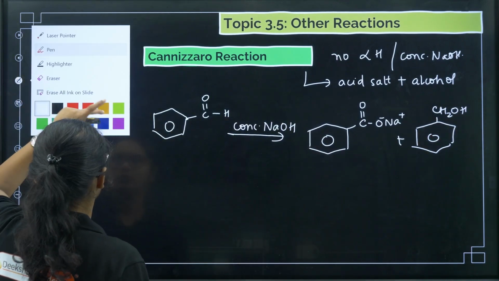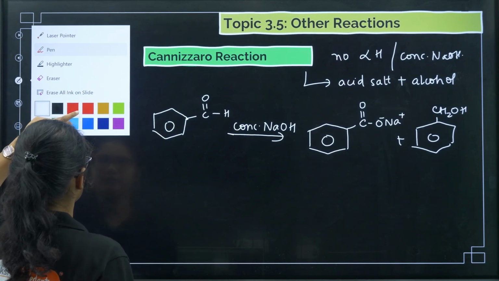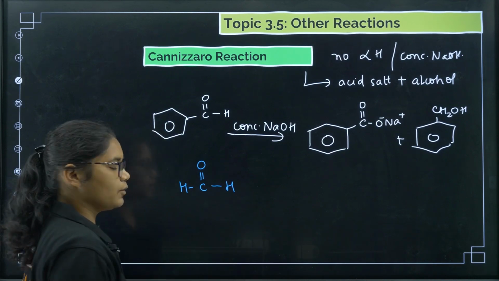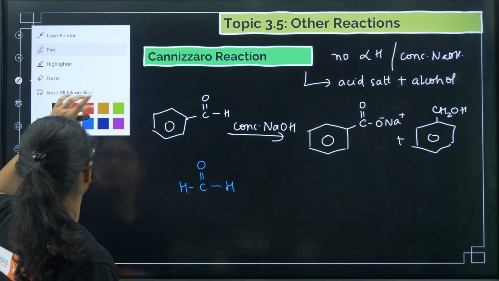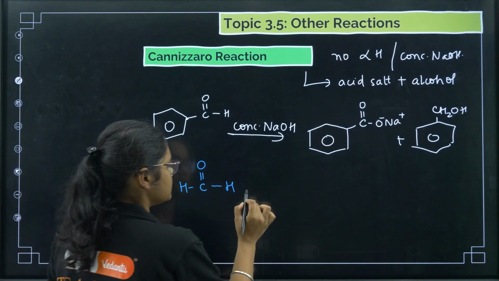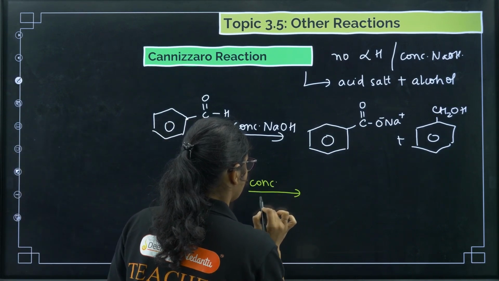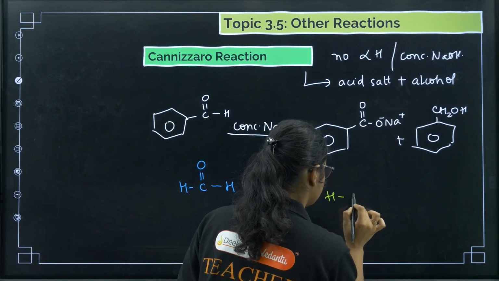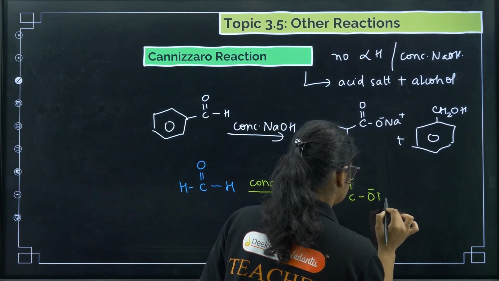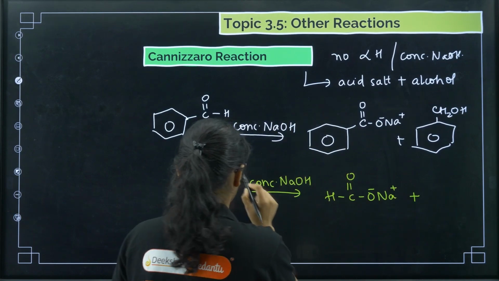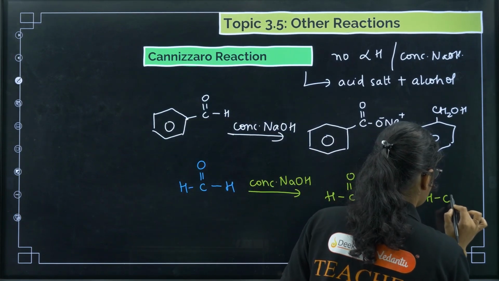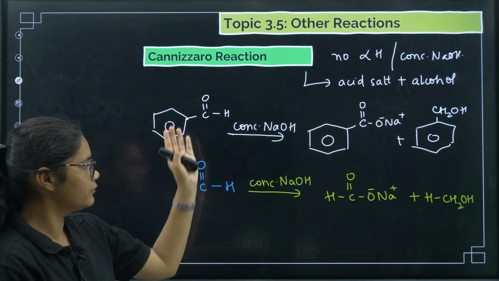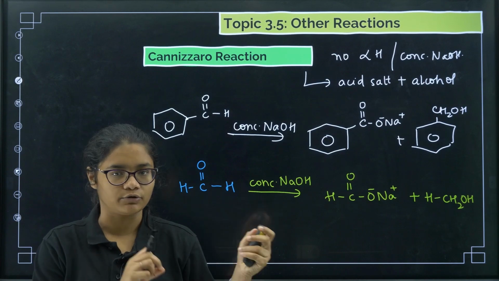Similarly, we can have one more product here. Suppose, let me take the example of formaldehyde, HCHO, right? Here also there is no alpha hydrogen. So if you treat it with concentrated NaOH, we will get carboxylic acid, that is HCOO minus Na plus, plus we have primary alcohol, that is CH3OH. Okay, so that is how the Cannizzaro reaction, where there is no alpha hydrogen, works.